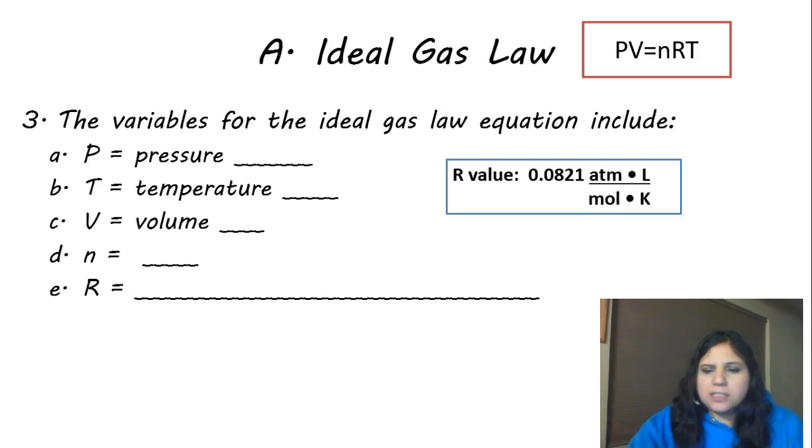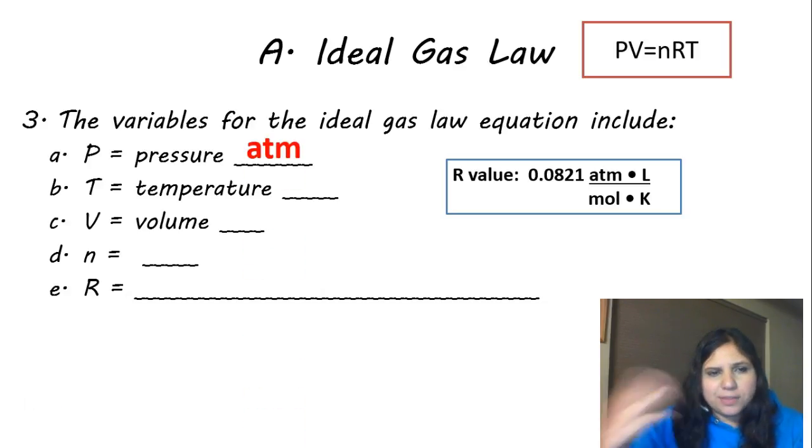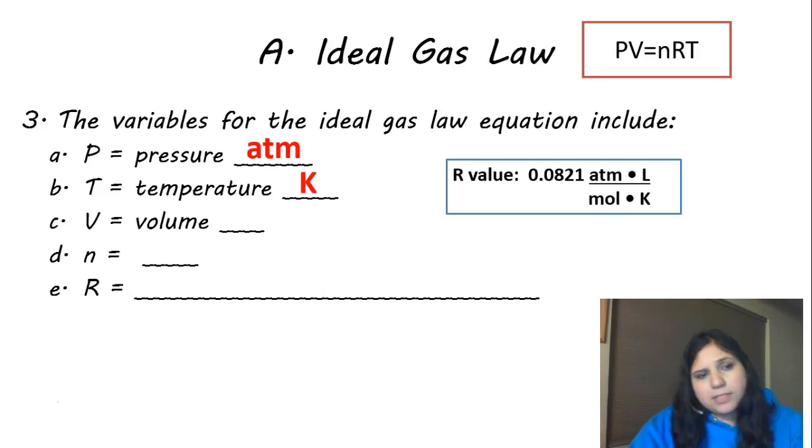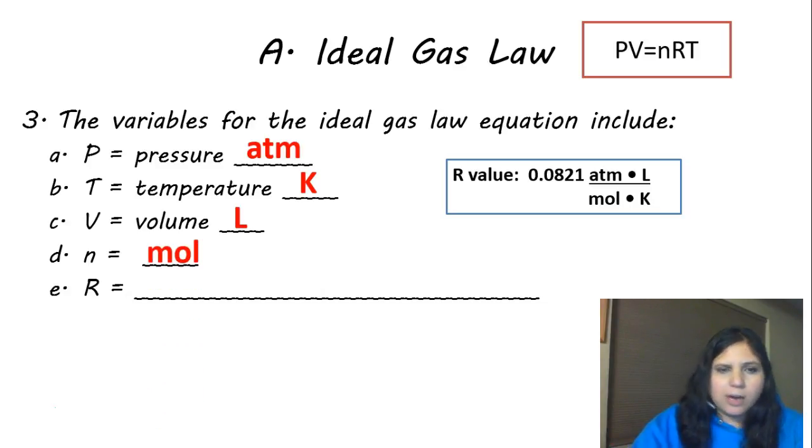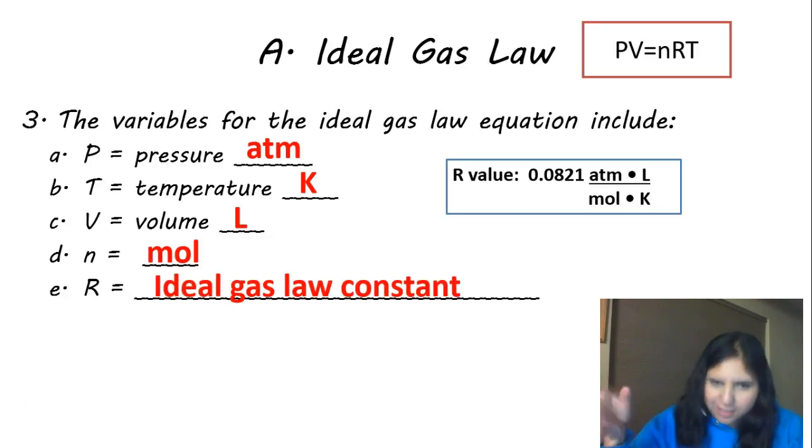All right, so the variables that you need to know are P, pressure, and when we're doing these, which is different from the combined gas law, we have a specific set of units that we have to use. That's because of our R value. For pressure, you have to put them in atmospheres. For temperature, in Kelvin. For volume, in liters, not milliliters. And N is in terms of moles. And then R is what we call the ideal gas constant. Its value is up here. It's 0.0821 atmospheres times liters over mole times Kelvin. These little dots are just multiplying.